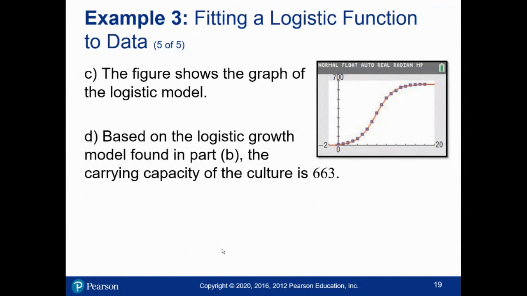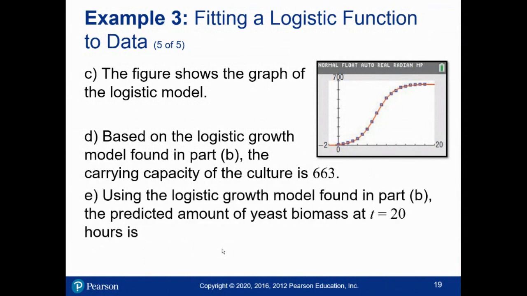The carrying capacity is just that numerator of 663, and if we want to know what the amount is at time t equals 20, we just plug it in. We have gone ahead and plugged in t equals 20 down here, which evaluates to 662. It's very close to the carrying capacity. At time t equals 20, we're way up here. We have already gotten very, very close to the carrying capacity.